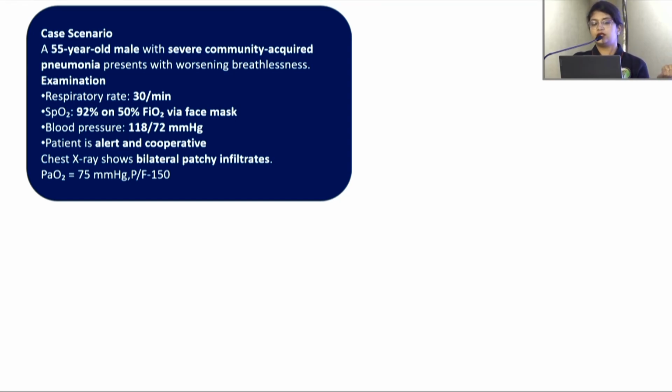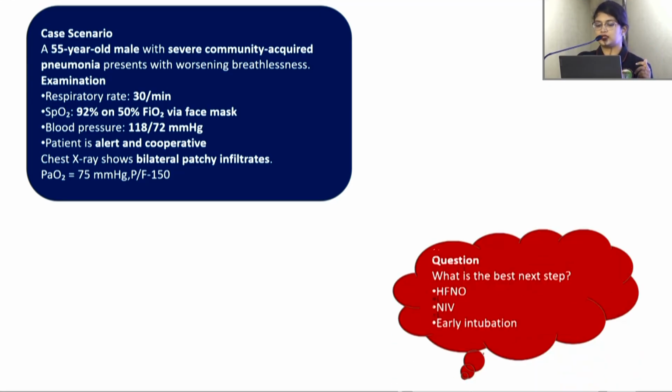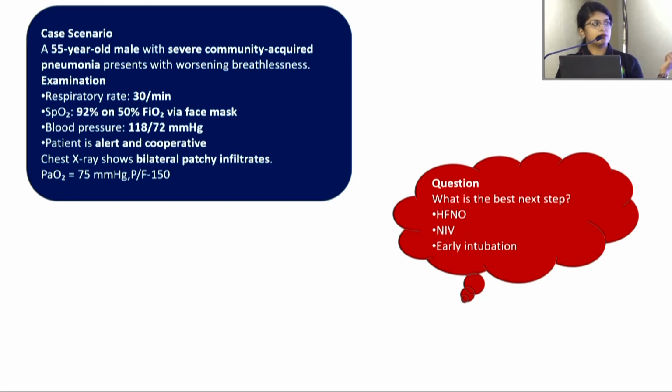So there is a 55-year-old male, severe community-acquired pneumonia, having worsening of breathlessness. He is tachypneic. His saturation is 92% with 50% FiO2. Blood pressure is normal. Patient is alert, cooperative. There are bilateral infiltrates. His PF ratio is 150. So the question is, what is the next best step for this patient? Should we go for high-flow nasal oxygenation, NIV, or early intubation?